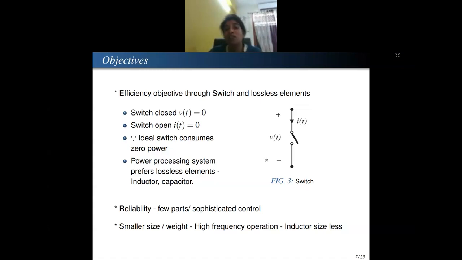So one of the ways to do this is to increase the switching frequency of operation. Since we are using switches, we have to increase the switching frequency so that the magnetics and the capacitive element size go down with the increase in frequency. This is one of the approaches.